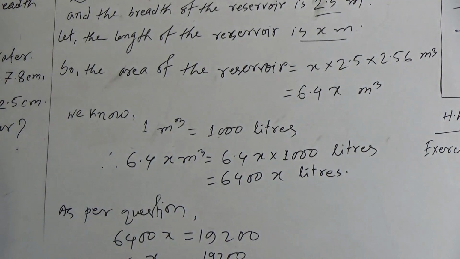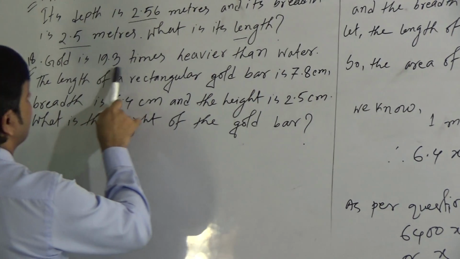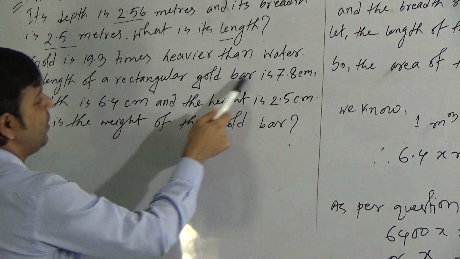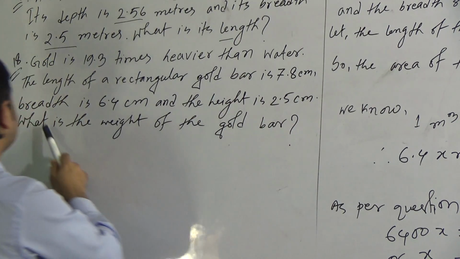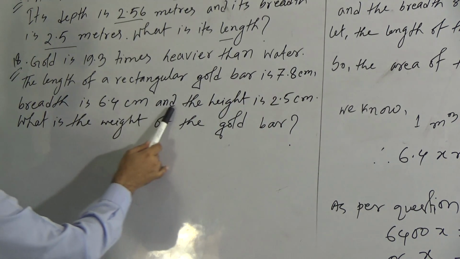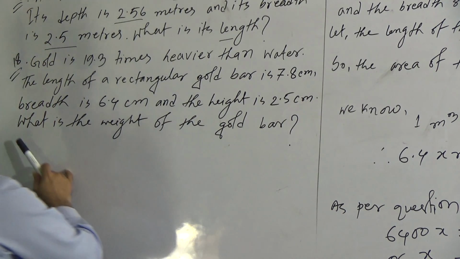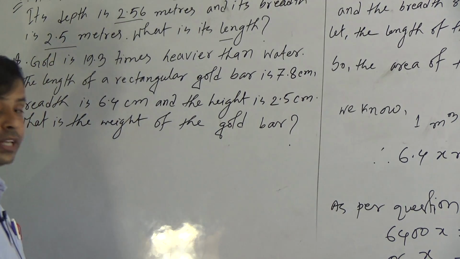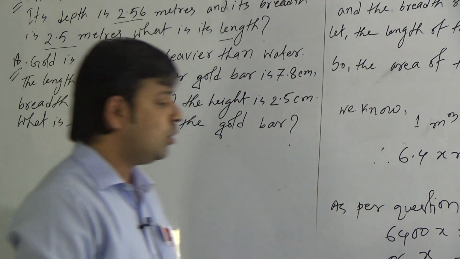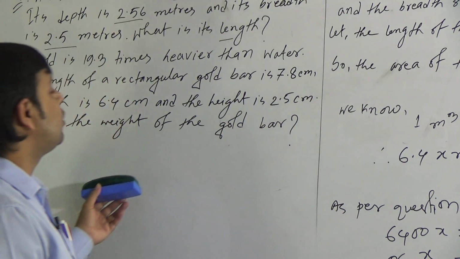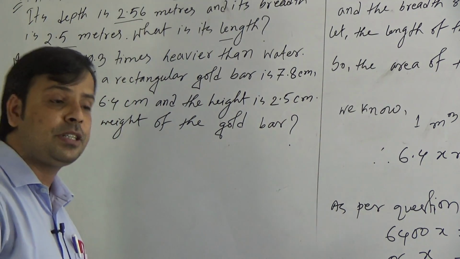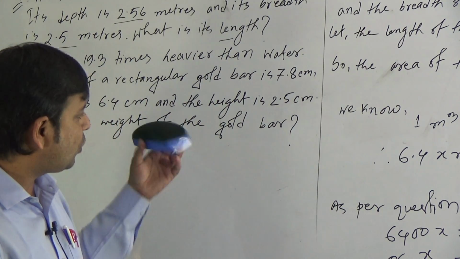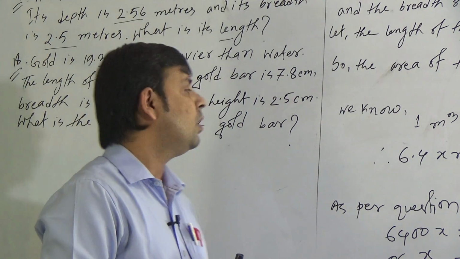Question 18. Gold is 19.3 times heavier than water. The length of a rectangular gold bar is 7.8 centimeter, breadth is 6.4 centimeter, and the height is 2.5 centimeter. What is the weight of the gold bar? We need to determine the weight of the gold bar. So at first we have to determine the volume of the gold bar, and then we have to convert that volume into similar volume of water, and then we have to convert that into weight of the gold bar.